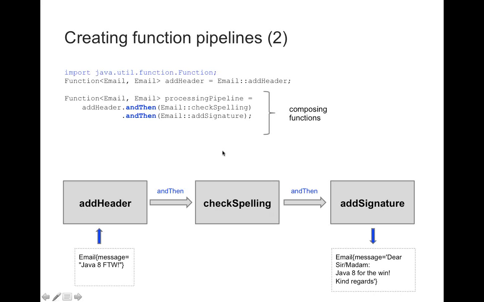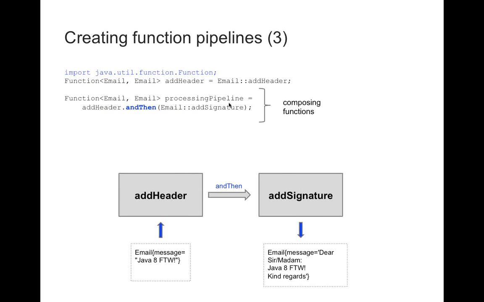But let's say we want to have a different processing pipeline, well, what do we do? Well, again, we can call a function composition and create another pipeline. We just want to add a header and a signature. So again, we call this andThen method that is defined as a default method inside the Function interface.